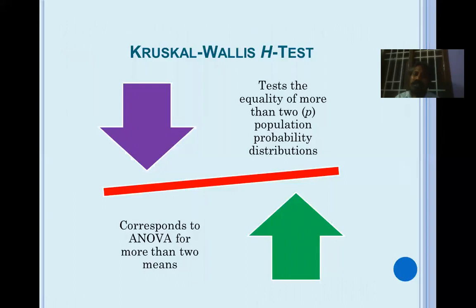Then comes Kruskal-Wallis H test. It is equivalent of one-way ANOVA. When your independent variable is having three or more than three levels. When your dependent variable is ordinal data or your dependent variable is a not normally distributed numeric data. If it is so, you can go for Kruskal-Wallis. It is equivalent of one-way ANOVA.